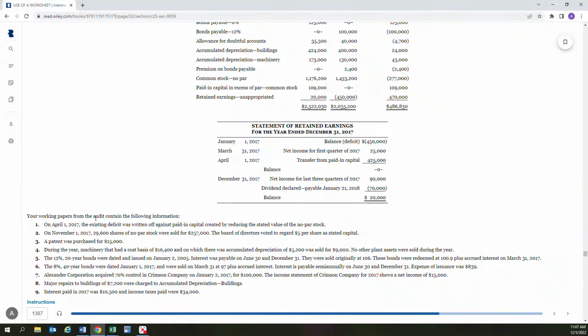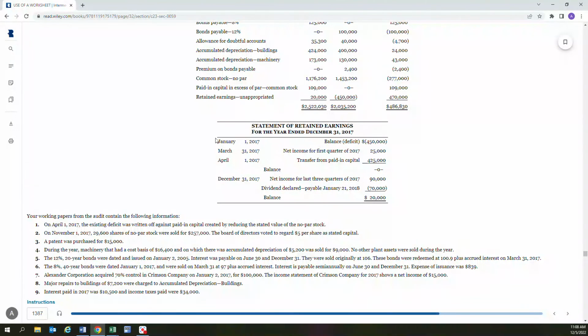It says your working papers from the audit contain the following information. On April 1st, the existing deficit was written off against paid-in capital created by reducing the stated value of the no par stock. So we have apparently a retained earnings deficit, so we're going to analyze the retained earnings account. So it started out with a negative 450 or a debit, and it ended with 20,000.